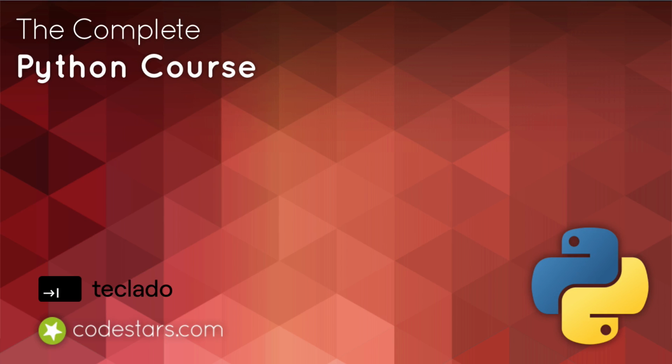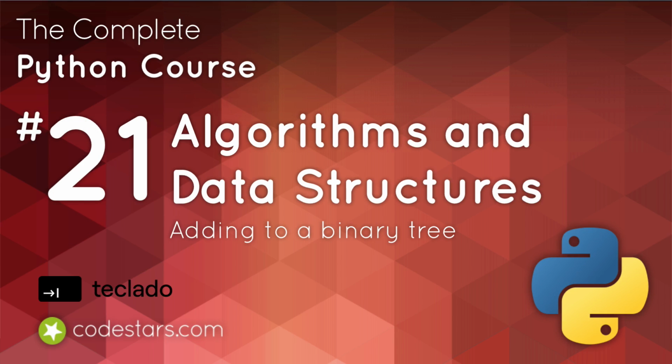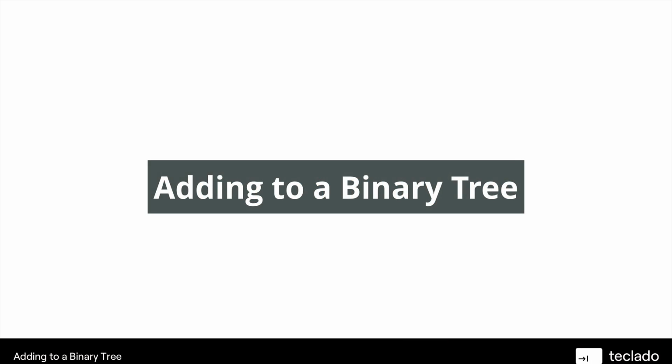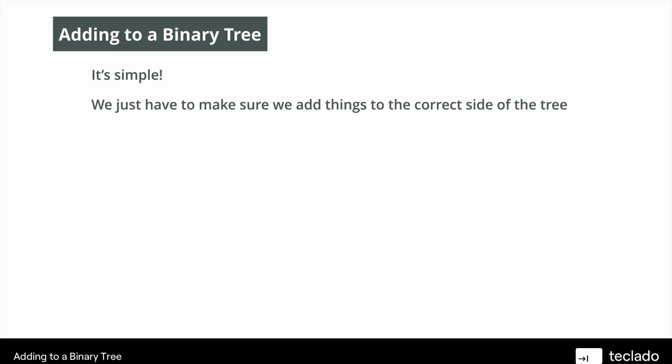Hi and welcome back. In this video we're going to look at adding new nodes to a binary tree. So this is the first step in constructing binary trees. Adding to a binary tree is actually surprisingly simple in its basic way. We just have to make sure we add things to the correct side of the tree.